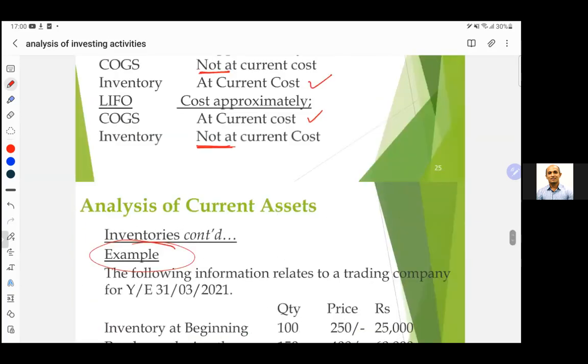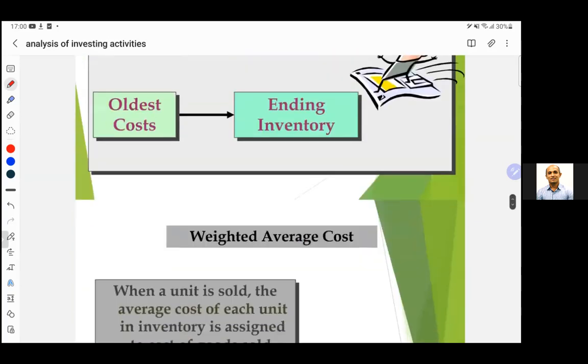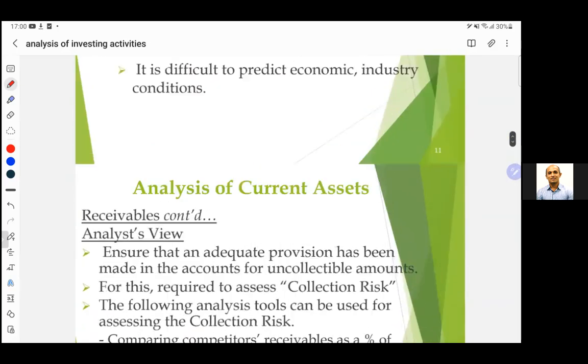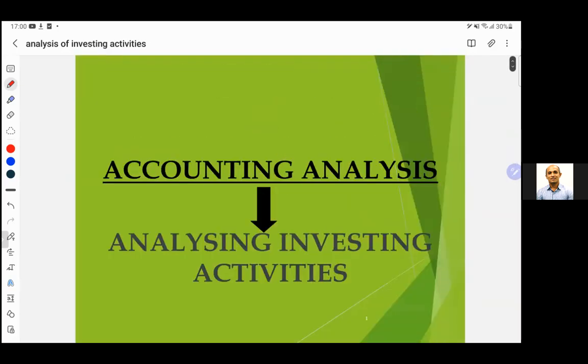Any questions you have? Remember, now we are in the accounting analysis. So you should know the purpose of accounting analysis, why we do accounting analysis. If you have any question, you can ask.